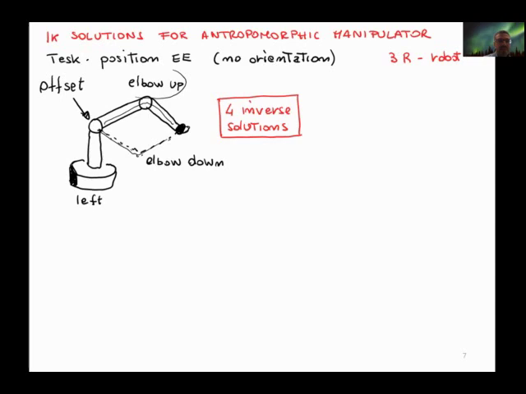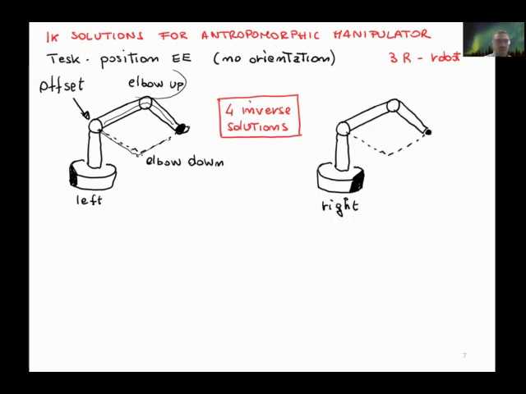And plus we can have the solution if we put the shoulder joint with the robot facing the point or not facing it. So think about a 180 degrees rotation of the shoulder joint, and this will still correspond to the same end effector position. So we have 4 solutions for the inverse kinematics for all these combinations.